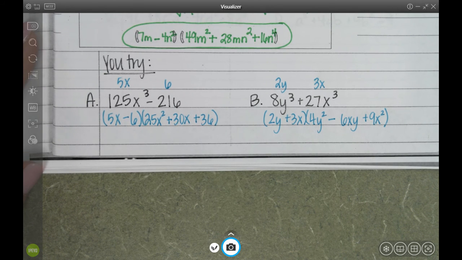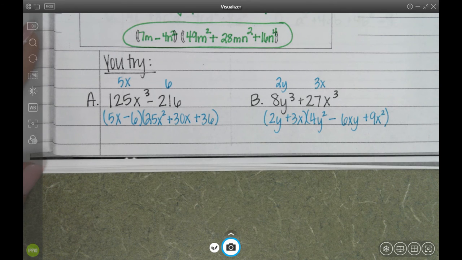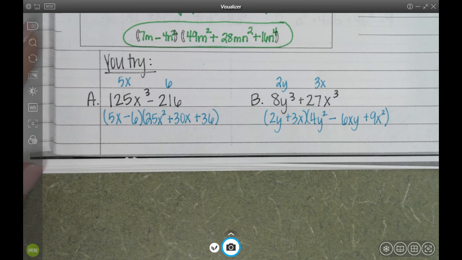Okay, this is not one really that you can factor using your other method like you're used to, right? It's not like the difference of two squares or the perfect square trinomials where you can figure it out another way. This is one you got to know the formula.